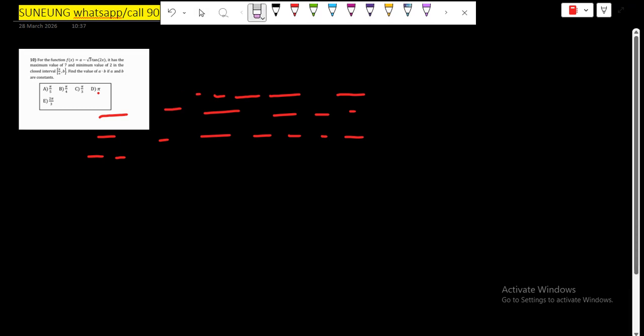So first I'm making some space for it. Okay, look at our function. That is f(x) equal to a minus root 3 tan 2x. Now it's defined on the interval pi by 6 to b. We are told the max value is 7 and the minimum value is 2. We need to find a into b.